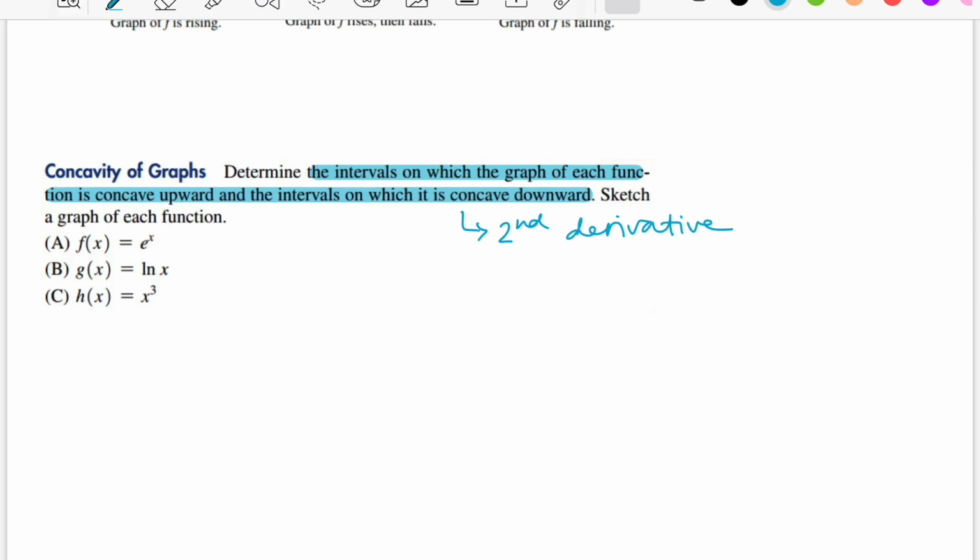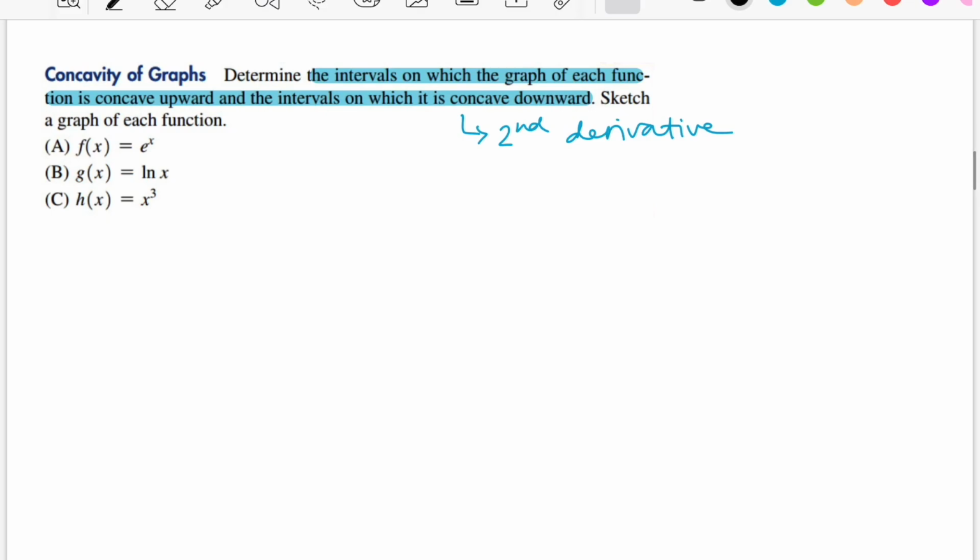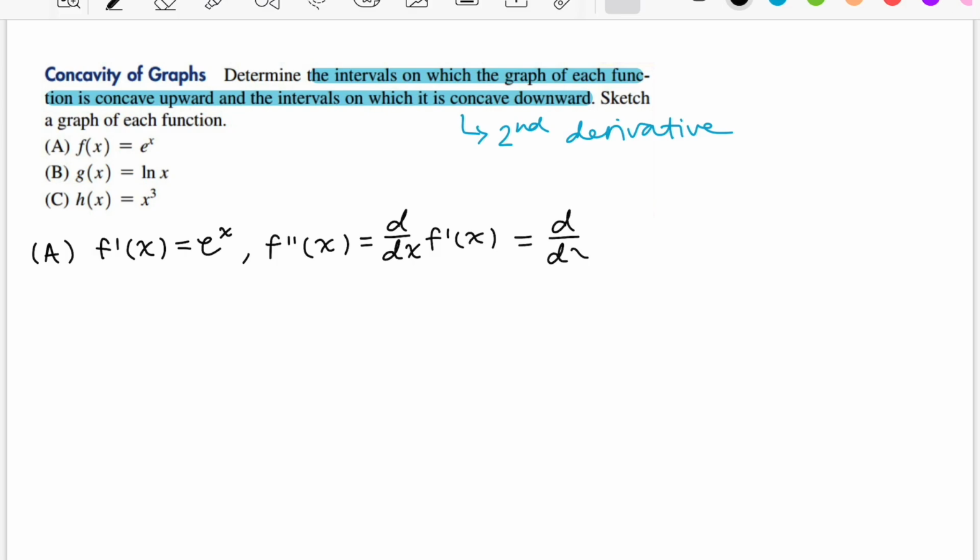So let's look at this first one here. We have f of x is equal to e to the x. We know that the derivative is just going to be e to the x. And so our second derivative is going to be the derivative of our first derivative. So this just becomes the derivative of e to the x, which just becomes e to the x.